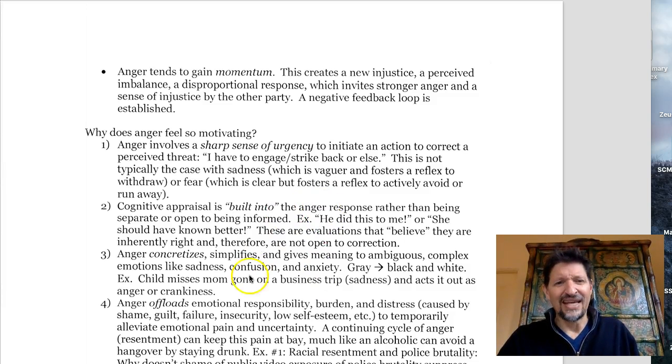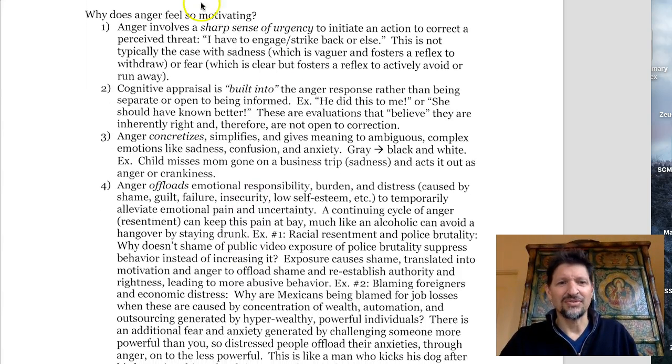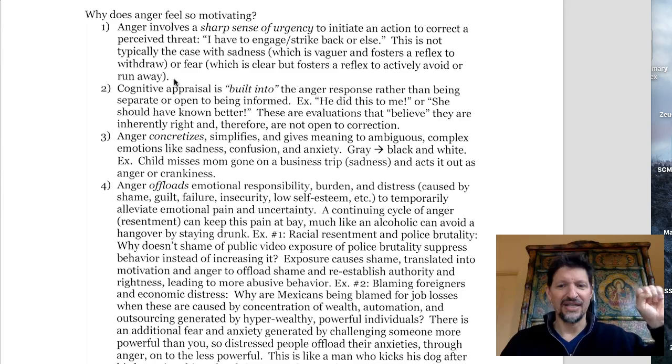So why does anger feel so motivating? Good question. Anger involves a sharp sense of urgency to initiate an action to correct a perceived threat. I have to engage and strike back, or else. This is not typically the case with sadness, if you notice, which is vaguer and fosters a reflex to withdraw instead of to initiate. Or fear, which is clear. Fear tends to be much clearer than sadness, but it fosters a reflex to actively avoid or run away. Okay? So anger is clear: engage. Sadness is unclear, and it's kind of like retract. And fear is clear, but it's more like, get me out of here.